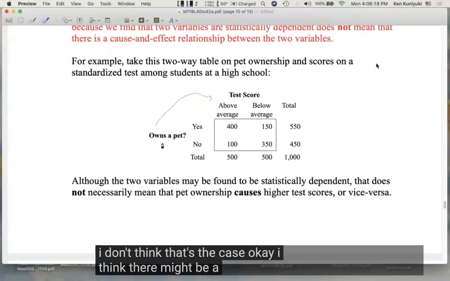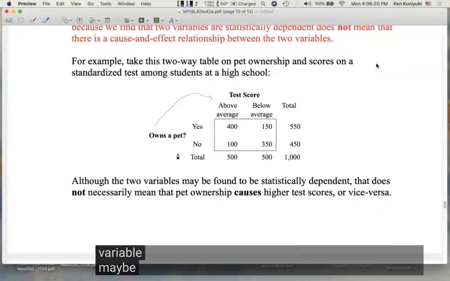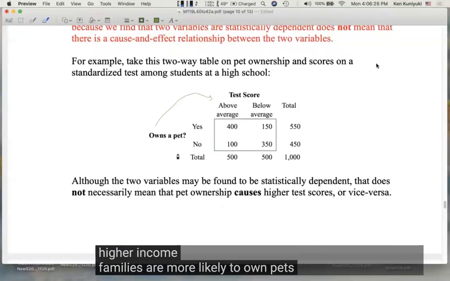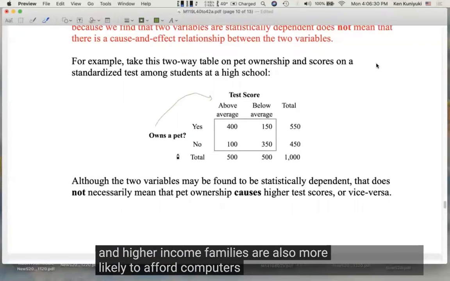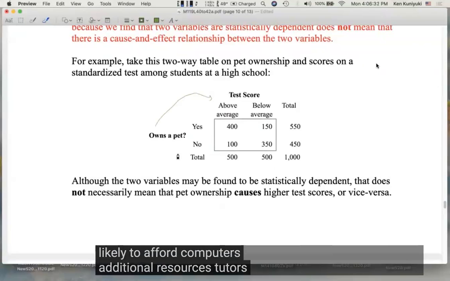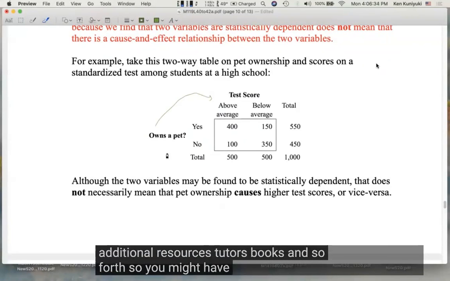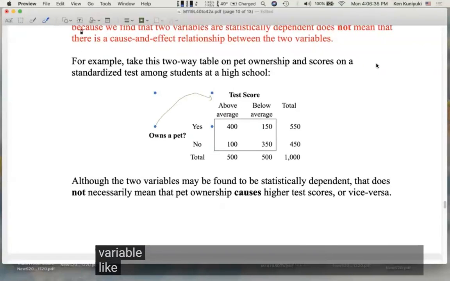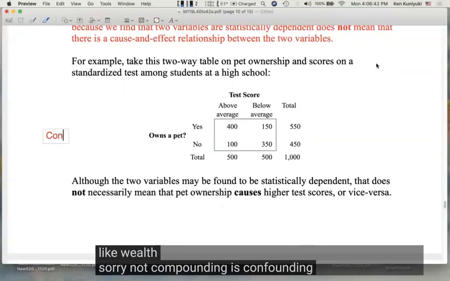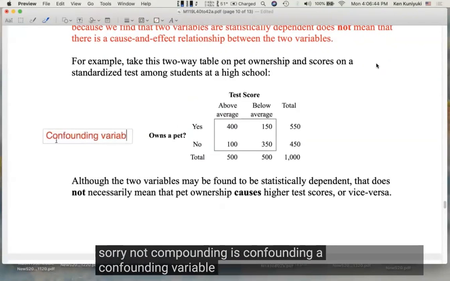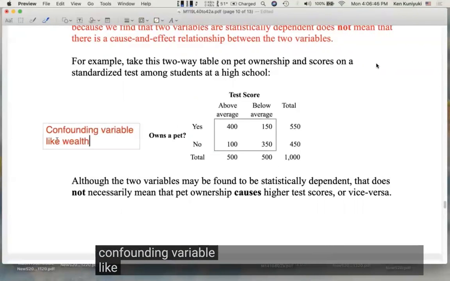Okay. I think there might be a confounding variable, maybe wealth or income, right? Maybe higher income families are more likely to own pets, and higher income families are also more likely to afford computers, additional resources, tutors, books, and so forth. So you might have a compounding variable like wealth. Sorry, not compounding, it's confounding. A confounding variable like wealth.